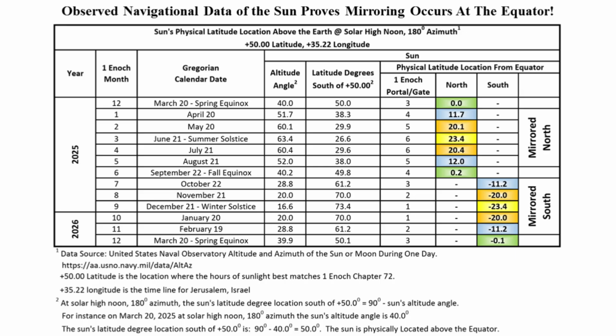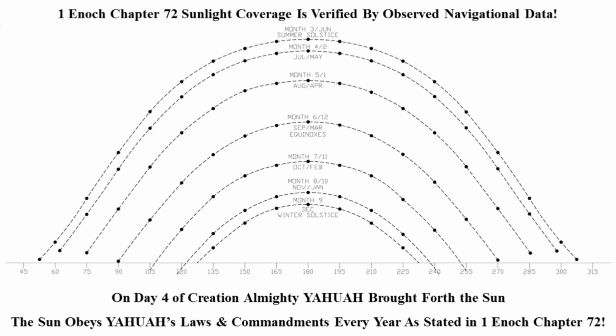When looking at the color coding of the sun's location north and south of the equator, we observe mirroring occurring right at the equator line. Yahuwah's intentional intelligent design of the sun is evident in this presentation, proving the movement and sunlight coverage of the sun stated in 1 Enoch chapter 72 during a year is verified by actual hours of sunlight observed from the United States navigational data. In conclusion, 1 Enoch chapter 72 sunlight coverage is verified by observed navigational data.